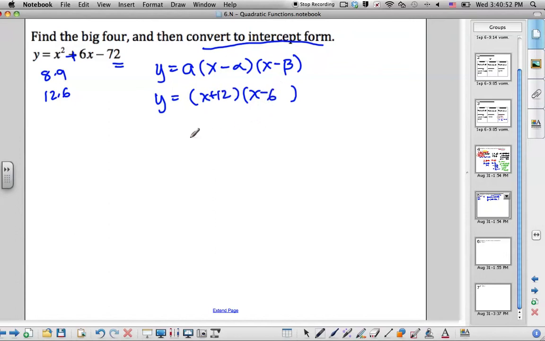Okay, so now that it's in intercept form, we can go ahead right from this and get a lot of things very quickly about the big four. X-intercepts we take right off of the intercept form. So that means when y is 0, x is minus 12 or 6. We can also go back and take the y-intercept right off of that standard form that we started with. Here that bad boy is.